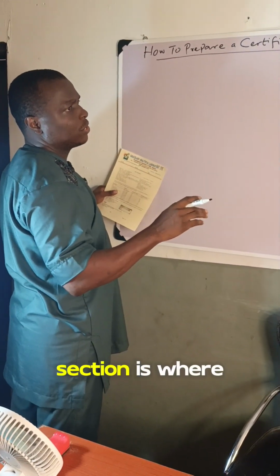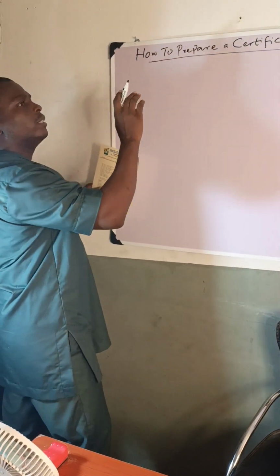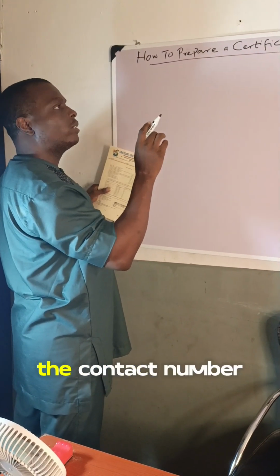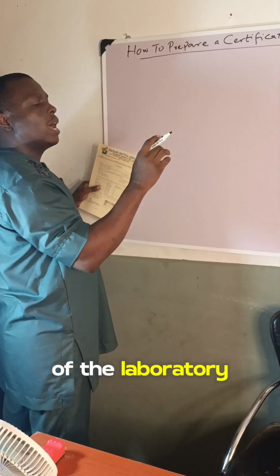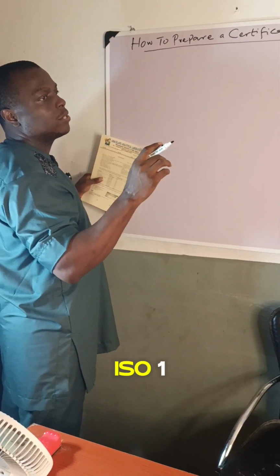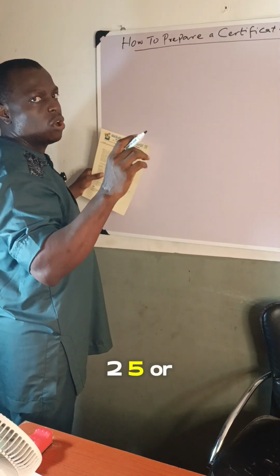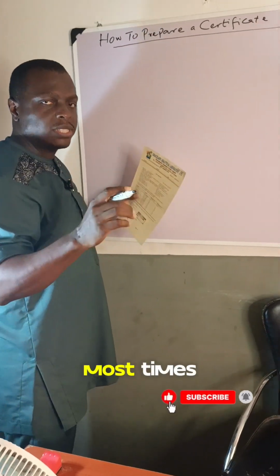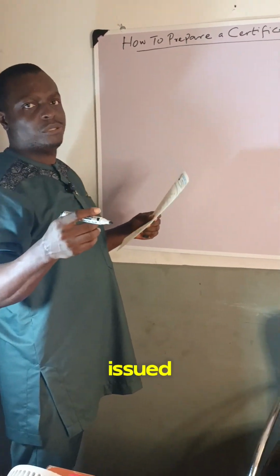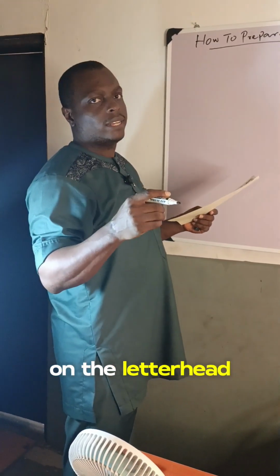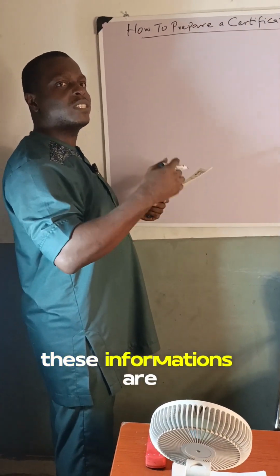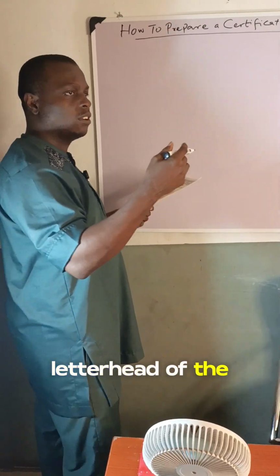This particular section is where you have the name of the laboratory, the address of the laboratory, the contact number of the laboratory, and as well whether the lab is accredited to ISO 17025 or not. But most times, because most certificates of analysis are issued on the letterhead of the company, this information is contained on the letterhead of the company.